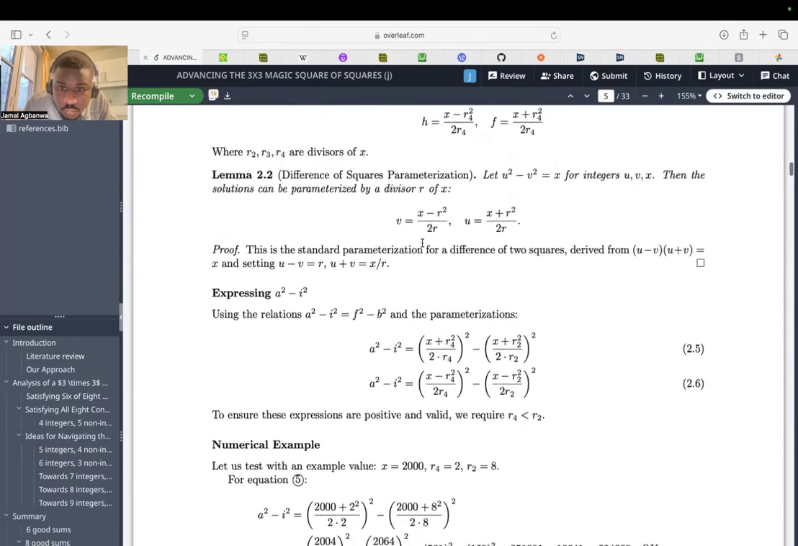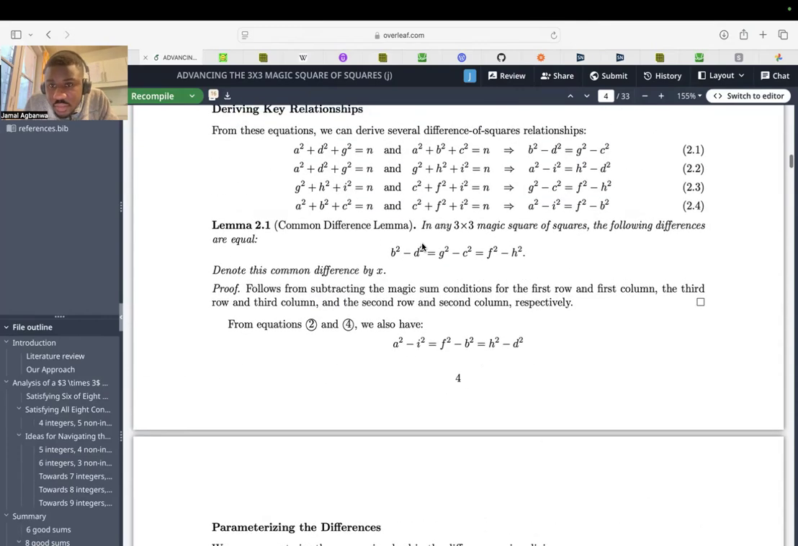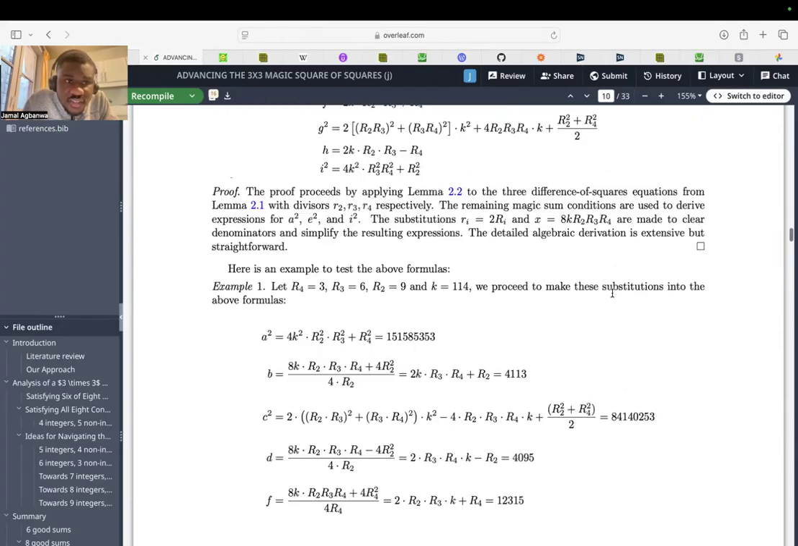When you look at this, for instance, if you switch sides a bit, you could get c squared minus g squared equals h squared minus f squared, which is still about the same thing. Here you could equally say c squared minus g squared equals d squared minus b squared. It's just a matter of symmetry.